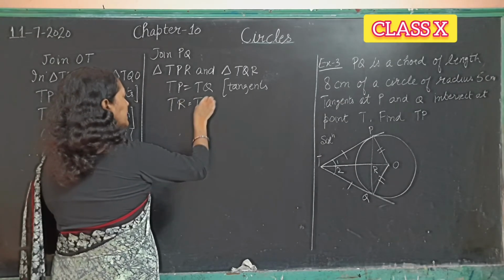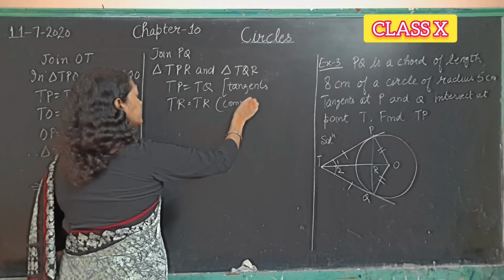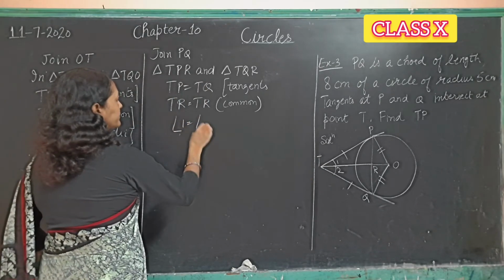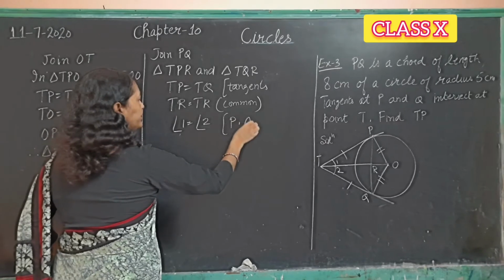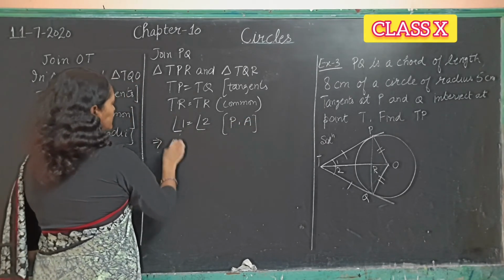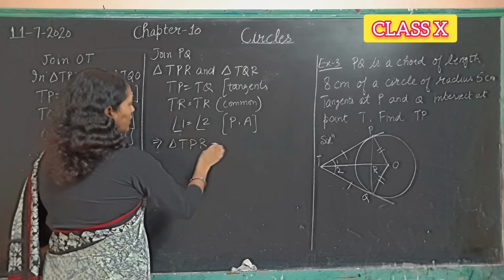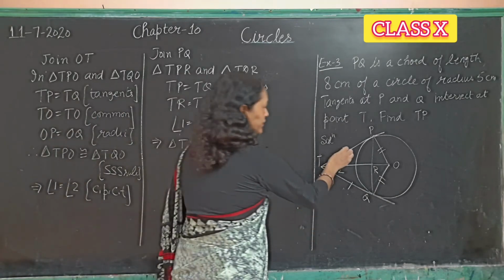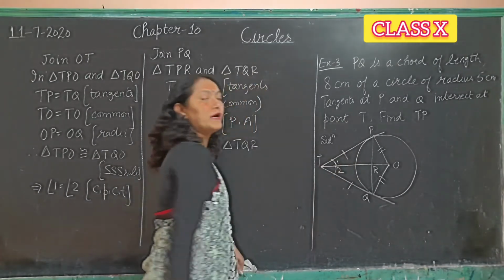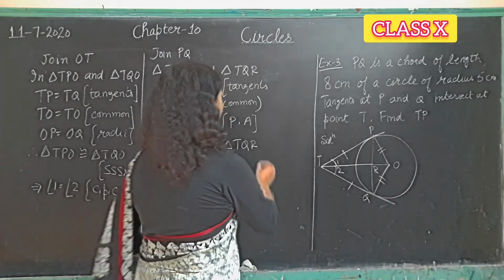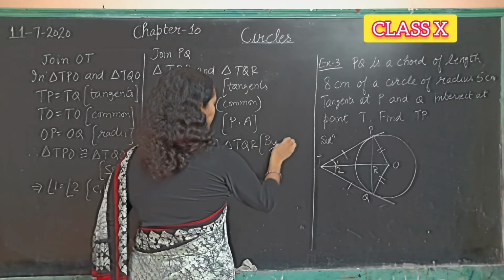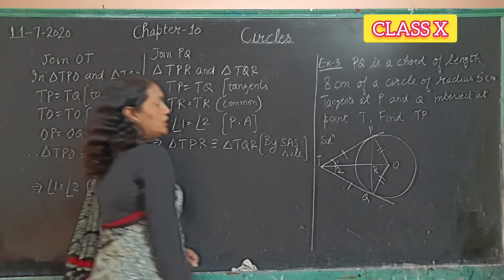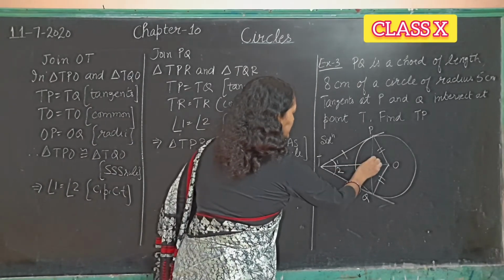TR equals TR, common. And angle 1 equals angle 2, proved above. Which implies triangle TPR is congruent to triangle TQR. Now by which rule? This side we have used, this side we have used, and this angle. So by which rule? By SAS. SAS rule of congruency.